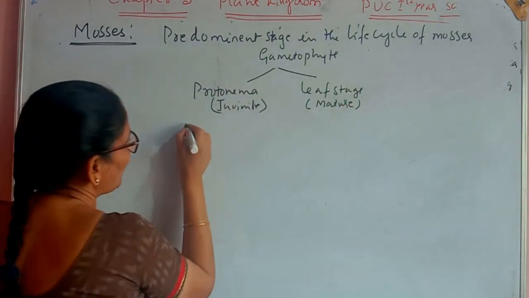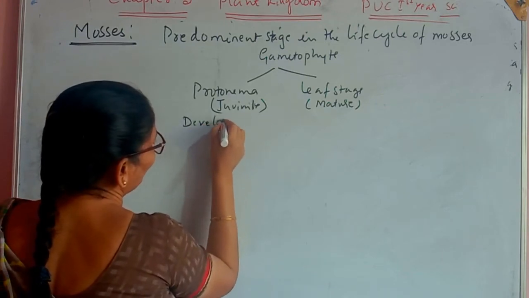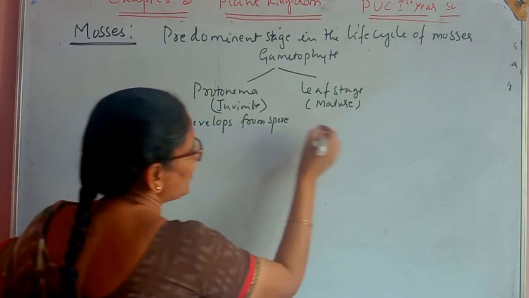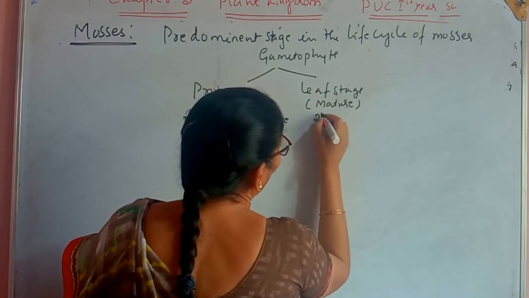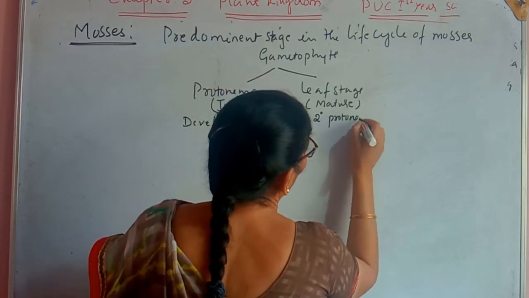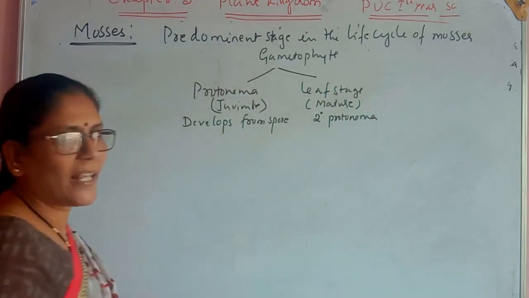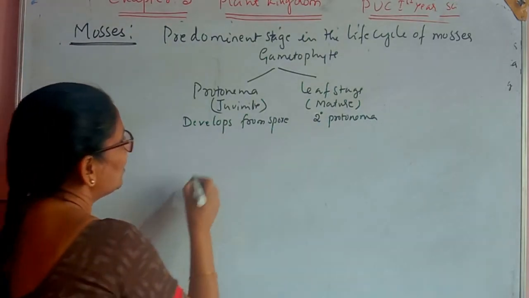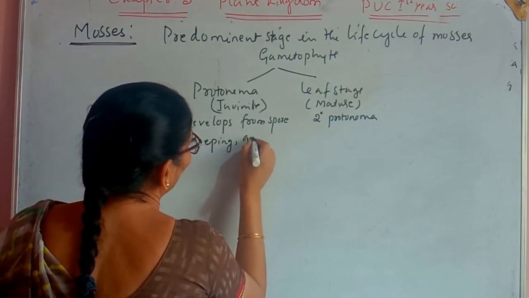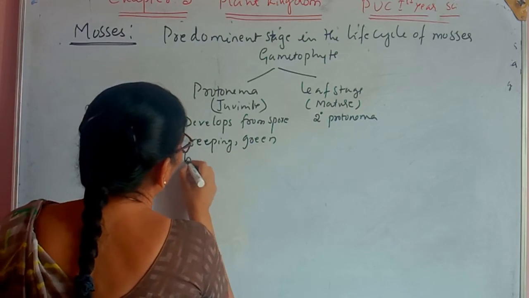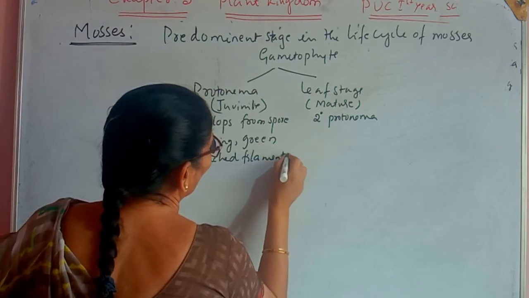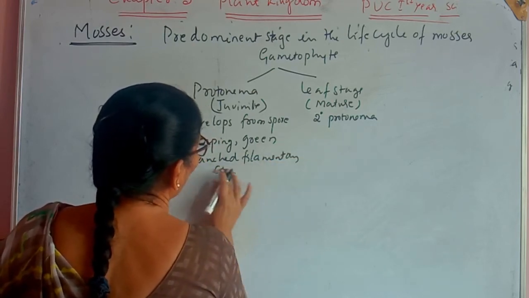Protonema develops directly from the spore, whereas the leafy stage develops from the secondary protonema as a lateral bud. So the structure of the protonema is a creeping, green, branched, filamentous structure or stage.